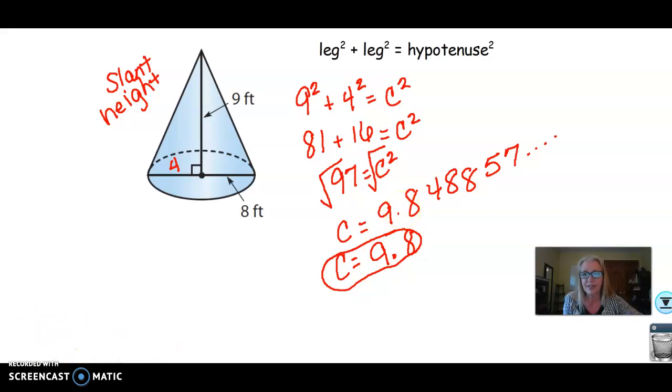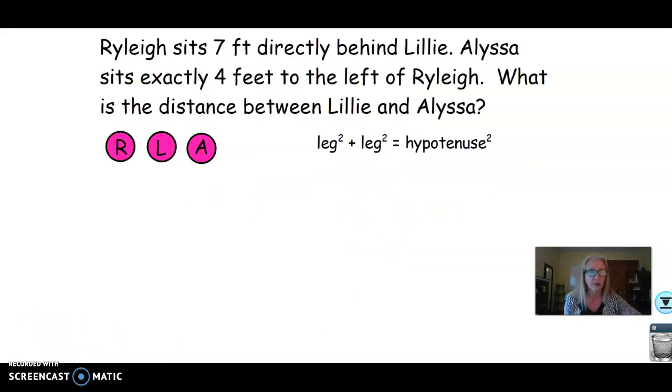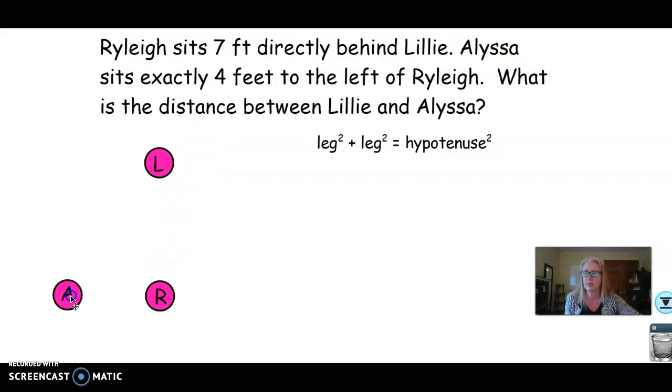If you weren't having fun yet, here's what it looks like in a word problem. I have Riley sits 7 feet directly behind Lily. Alyssa sits exactly 4 feet to the left of Riley. What is the distance between Lily and Alyssa? All right, so I've made these little letters here to represent these 3 girls. Riley sits 7 feet directly behind Lily. So if Lily's in the front of the room and Riley is 7 feet behind her, we can put her here. Now we know Alyssa sits 4 feet to the left of Riley, so she's to the left of Riley.